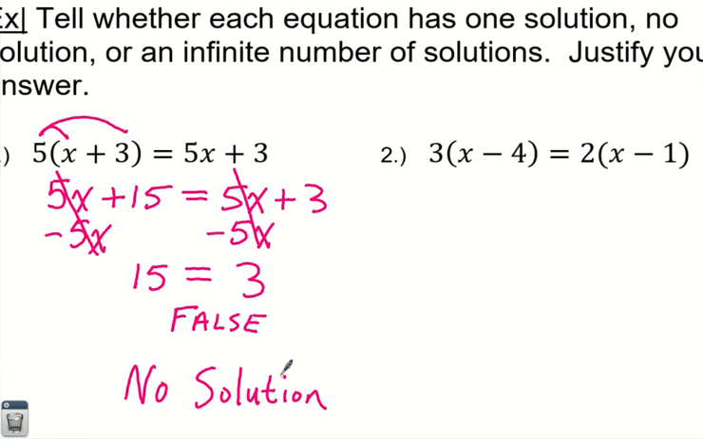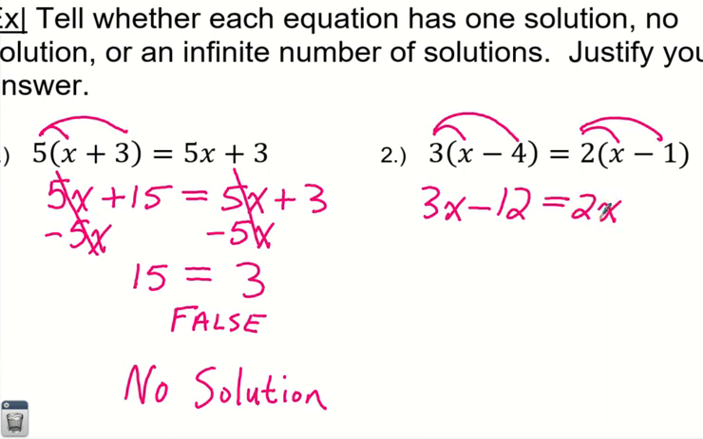What happens over here? So we have to distribute and get 3 times x minus 3 times 4, which is 12. Looks like we also distribute over here. And so 2 times x is 2x. 2 times minus 1 is minus 2. We don't want x's on both sides, so I'm going to move that out of there. All right, so 3x minus 2x is 1x, just x.